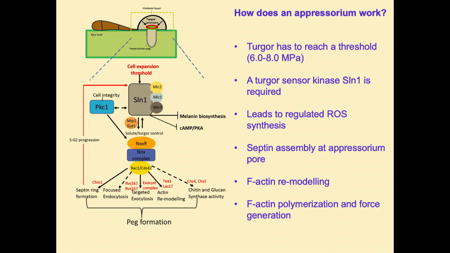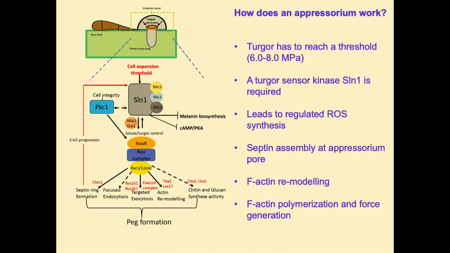That leads to a burst of reactive oxygen species and recruitment of a polarity determinant, CDC42, and ultimately to a whole set of different processes in the base of the appressorium. So septin recruitment and septin ring formation, and then targeted exocytosis, rapid cell wall biogenesis, chitin and glucan synthesis at the base of the appressorium, and rapid actin polymerization to lead to that protrusive force generation. And ultimately, all of those things lead to peg generation.